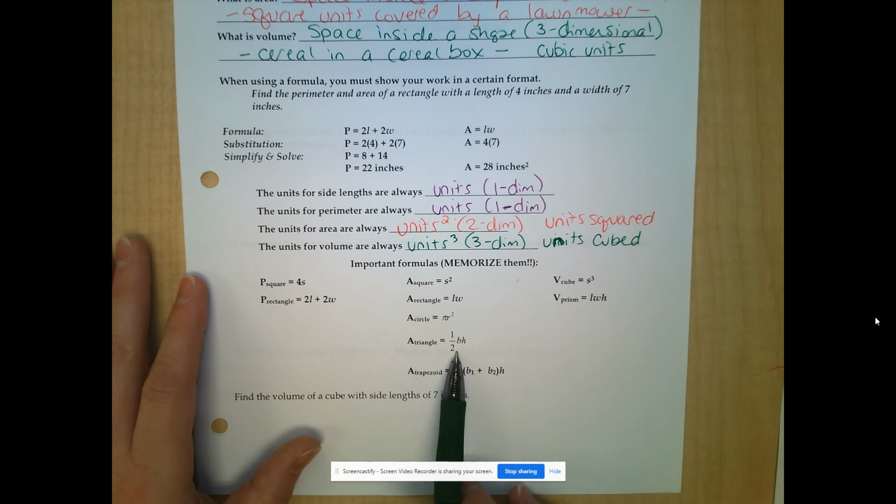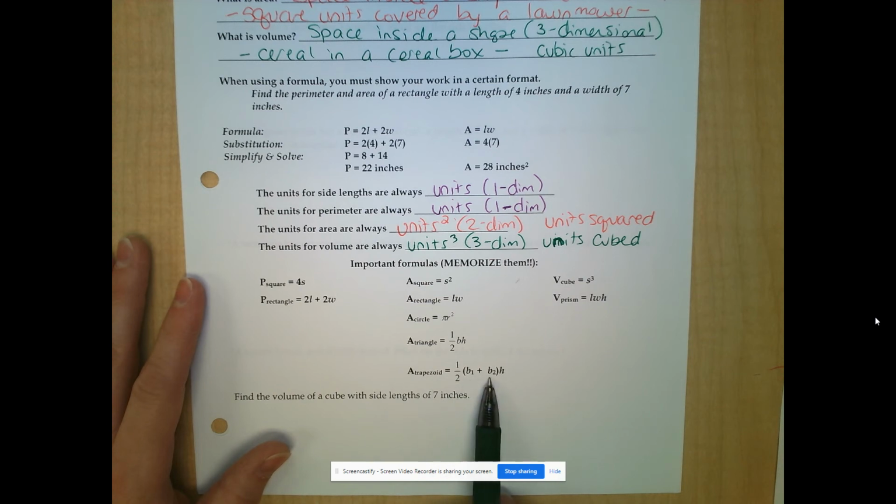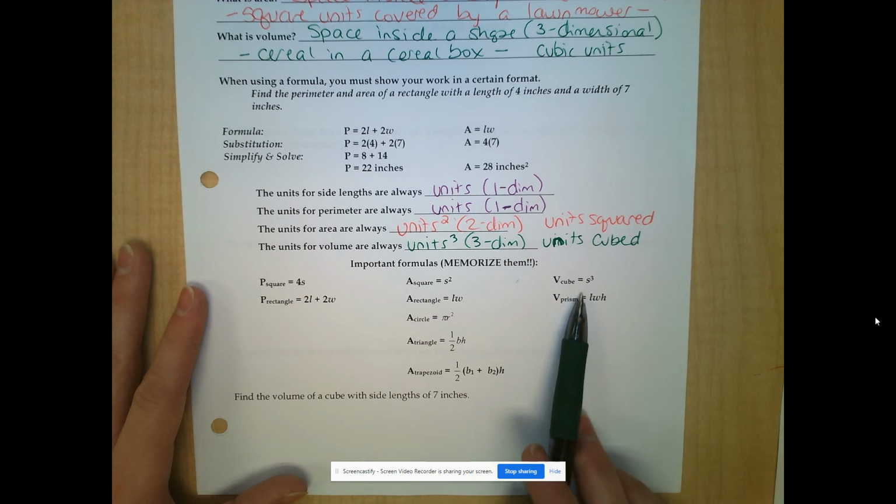Area of a triangle, 1/2 times b times h. You can find the perimeter of a triangle by adding up the 3 sides. And area of a trapezoid, 1/2 in parentheses base 1 plus base 2 because you're finding their average, times the height. Last but not least over here, three-dimensional things that we can find right now.